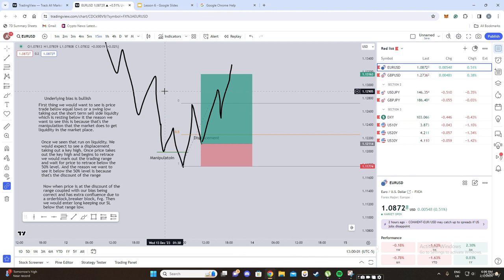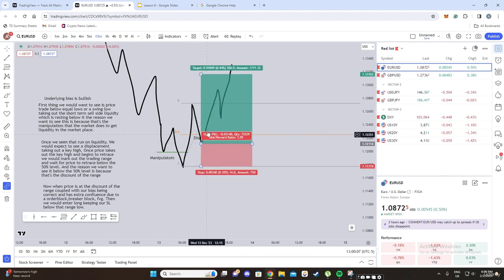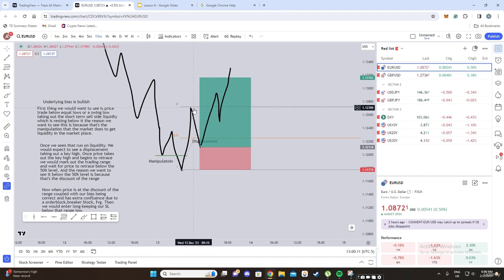Then you would want to see price trade below the 50% line of the range at a discount before trading higher, taking out this high first before the resting buy stops above it. And that's the bullish setup. So let me show you now an example of the bearish setup.